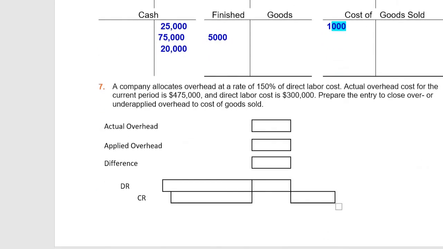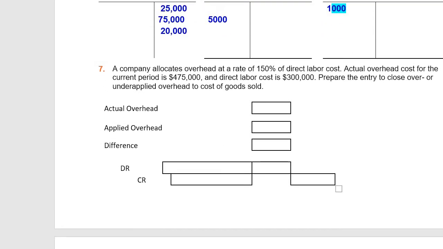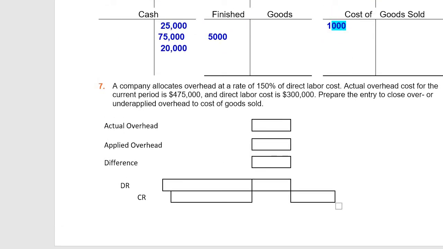Alrighty then, let's move on to number 7. And let's see if we can do that. A company allocates overhead at a rate of 150% of direct labor cost. Actual overhead cost for the current period is $475,000 and the direct labor cost is $300,000. Prepare the entry to close over or underapplied overhead to cost of goods sold.